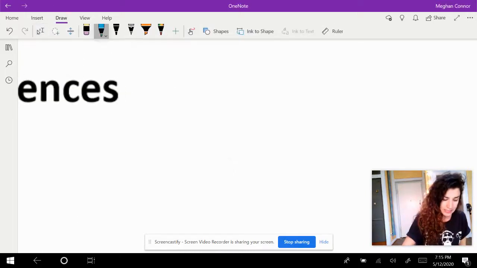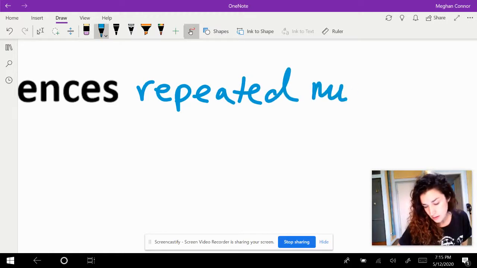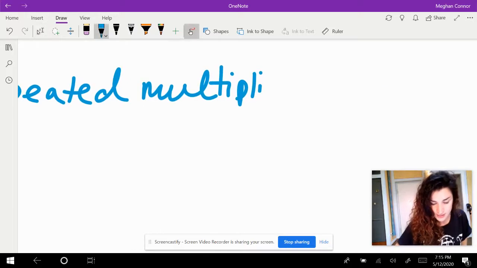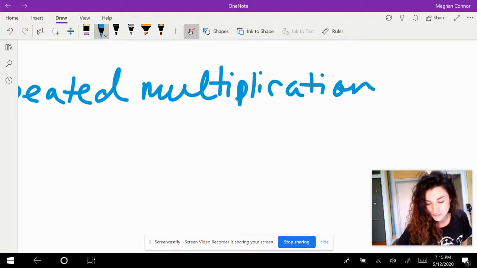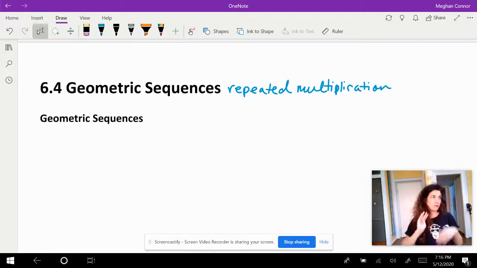So I would like for you to write somewhere up top something along the lines of repeated multiplication. So repeated multiplication, as an operation, if we're multiplying 2 times 2 times 2 times 2, that would be 2 to the something power, right? So x times x times x times x is x to the, how many did I say? 4, x to the 4th power, right?